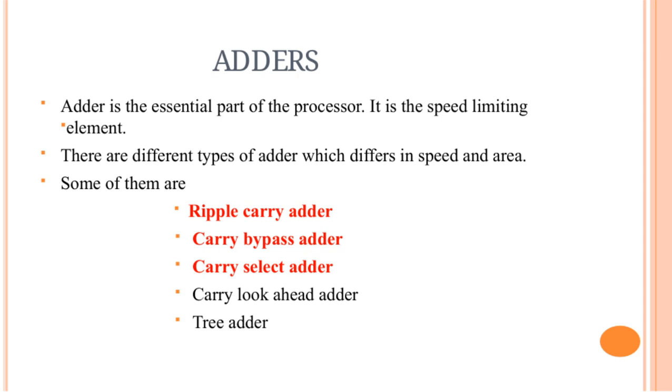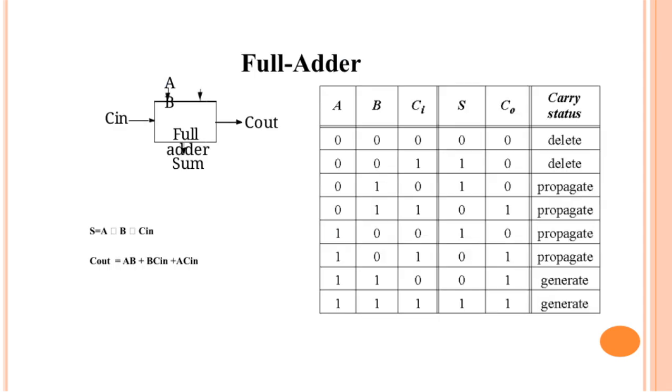Understanding these types helps us balance performance and hardware complexity in processor design. Here, we are looking at the full adder, an essential component in digital circuits used to perform binary addition. The full adder has three inputs, A, B, and CIN, where A and B are the bits to be added, and CIN is the carry-in from the previous stage. The output of the full adder includes sum and COUT.